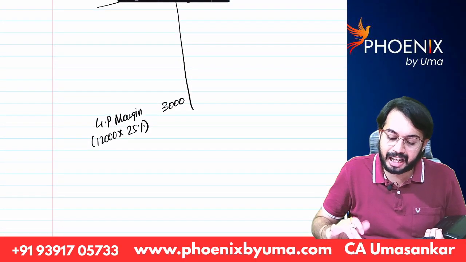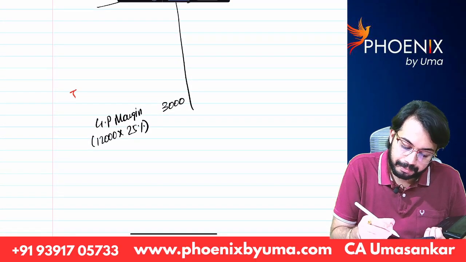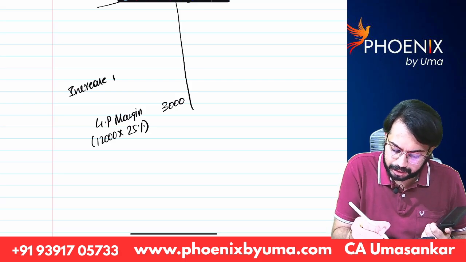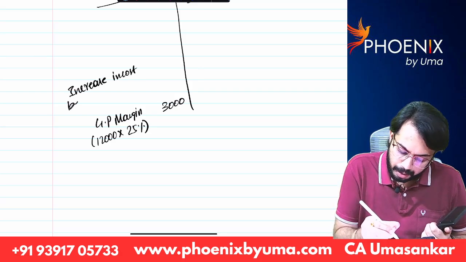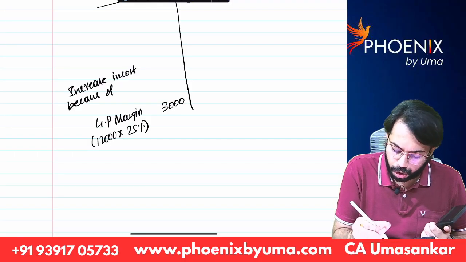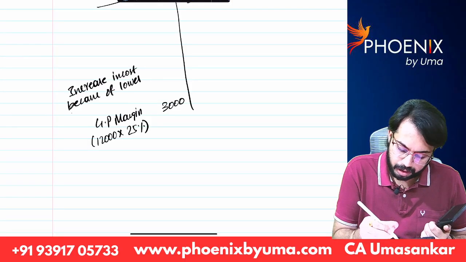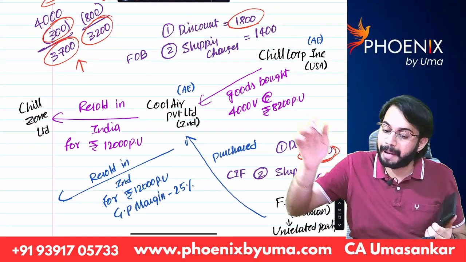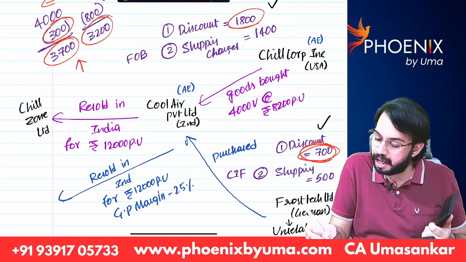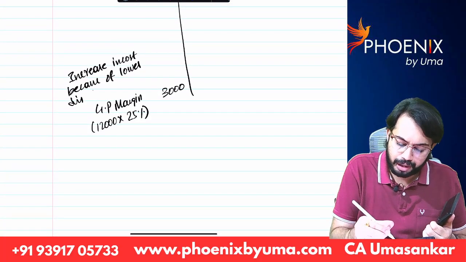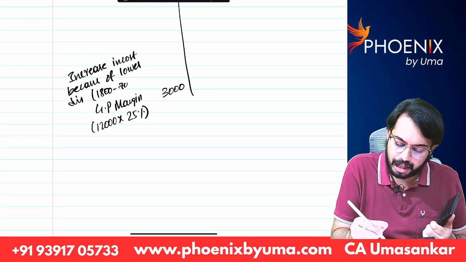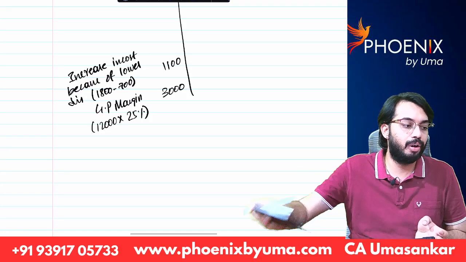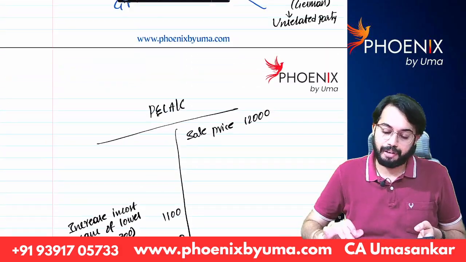So how much is the increase in cost because of the lower discount? The related party is giving 1800 discount, the unrelated party 700 only. So 1800 minus 700, 1100 is the increase in cost. That is functional difference 1. Okay. Functional difference 2.